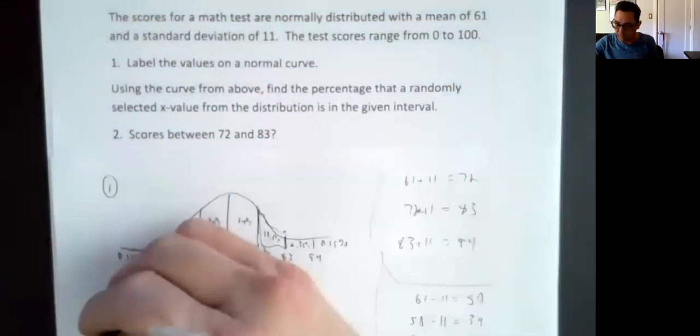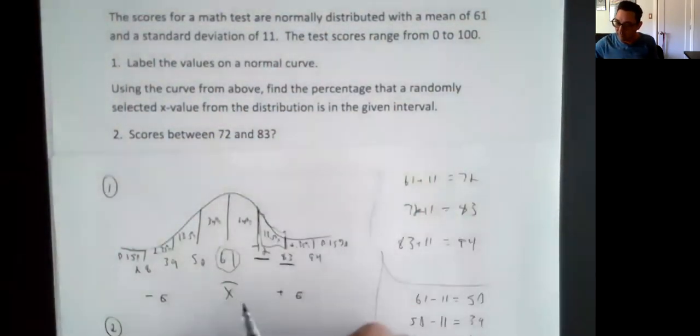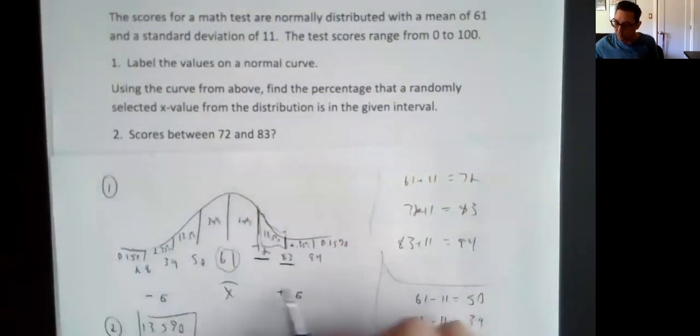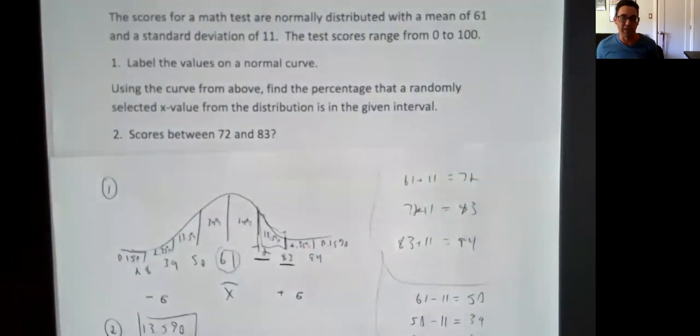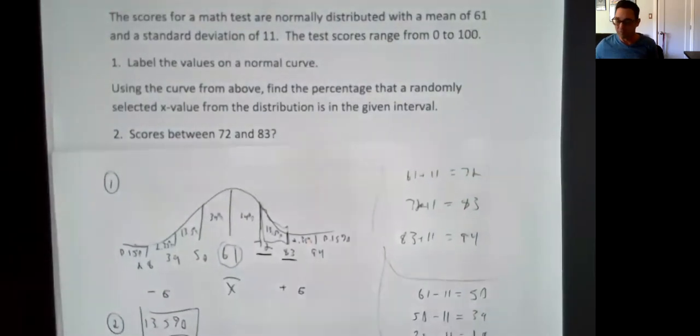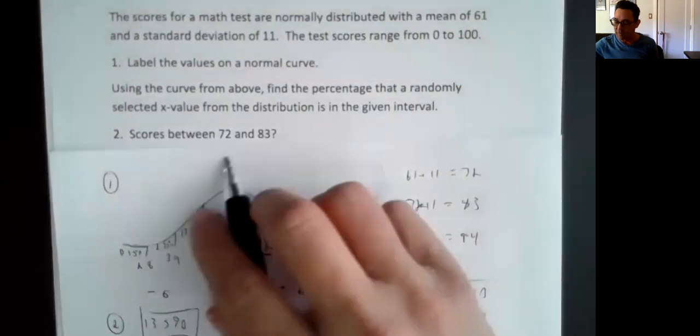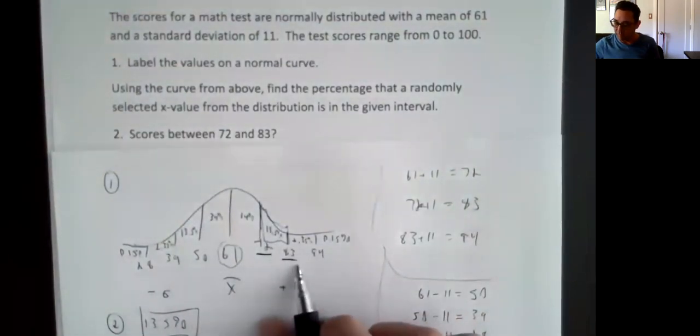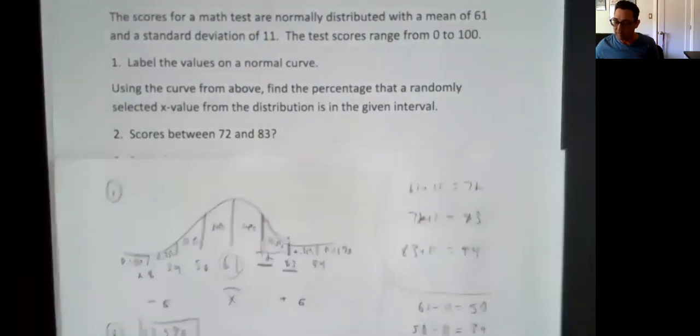13.5%. So to answer question number 2, the answer is 13.5% scored between 72 and 83. That's it. That's all you really have to do. Just fill in the numbers, find the numbers they're asking, if it's between them. We'll see other examples, but if it's between them, just pick the number between it, right?